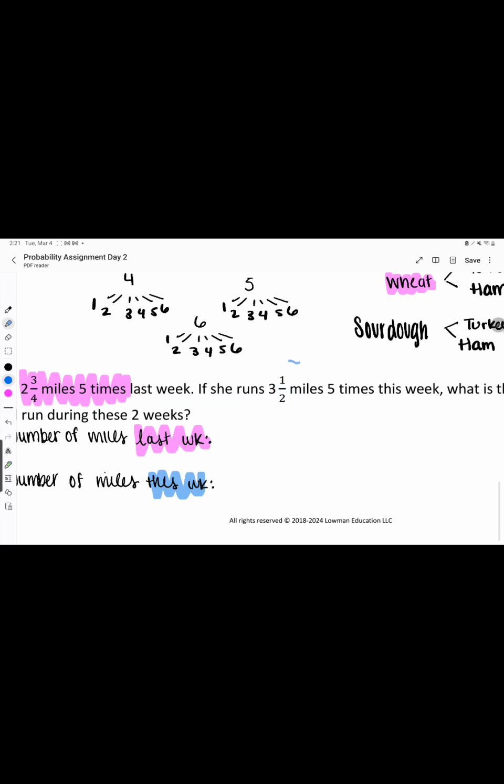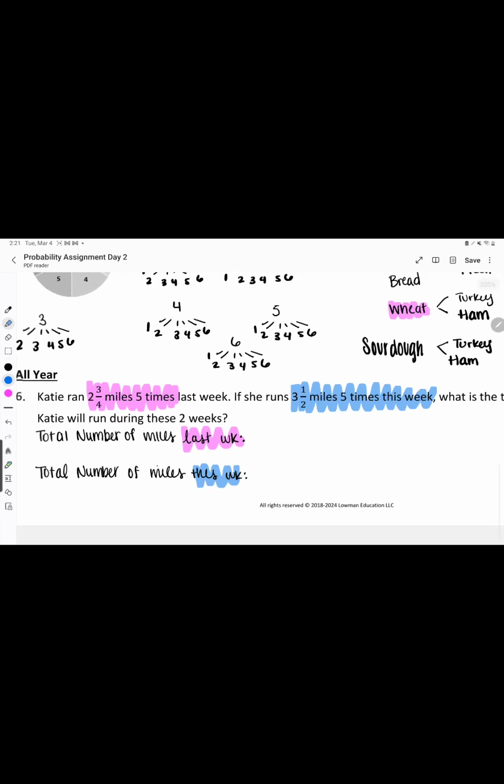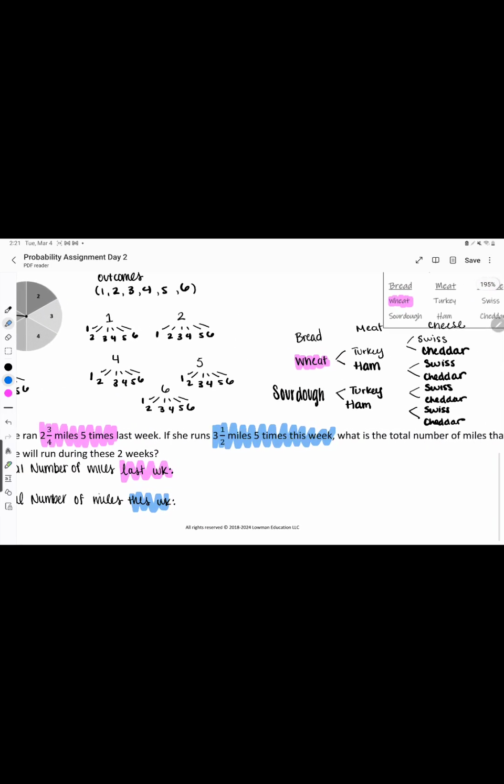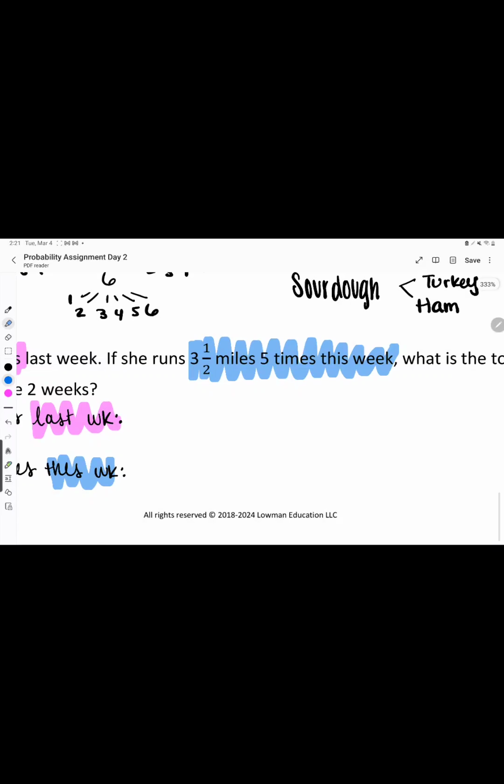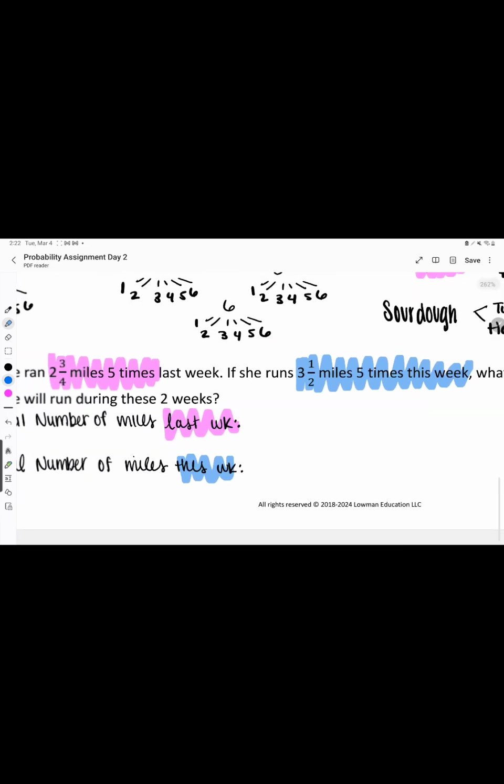Then for the next part it says if she runs 3.5 miles 5 times this week, what is the total number of miles? So what would I do with 3.5 and 5? I would multiply them, because on Monday she ran 3.5. On Tuesday she ran 3.5. On Wednesday she ran 3.5. On Thursday she ran 3.5. On Friday she ran 3.5. So I would add those all up together to see what I would get.